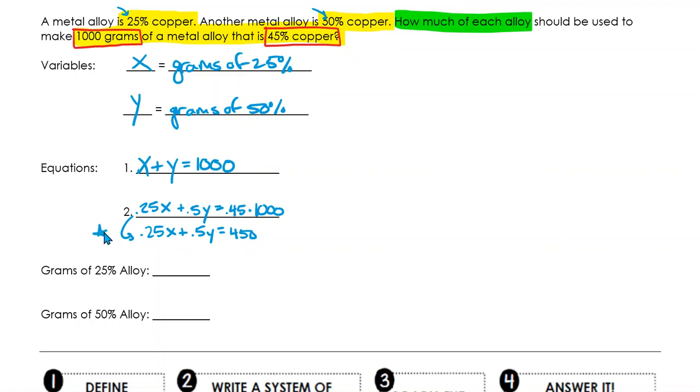And this is usually the more challenging equation. This is where you're going to use those percents as coefficients. So 0.25x, 0.5y, and then you're going to take the final amount and the percentage and multiply them together to find the constant in that equation. So now, once again, you have your system. Go ahead and pause and solve.